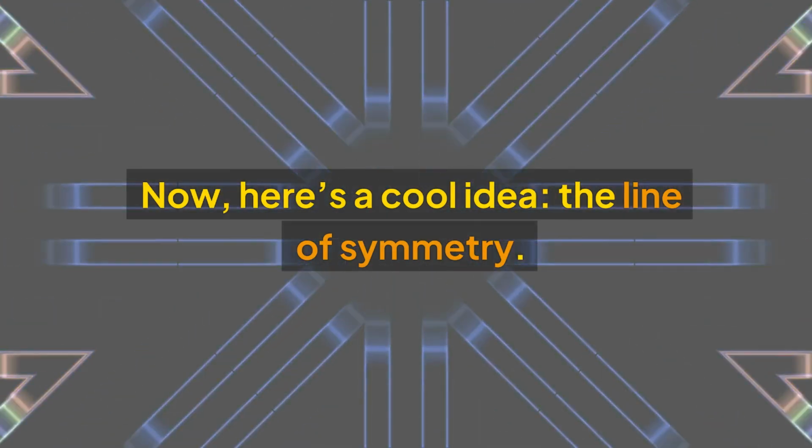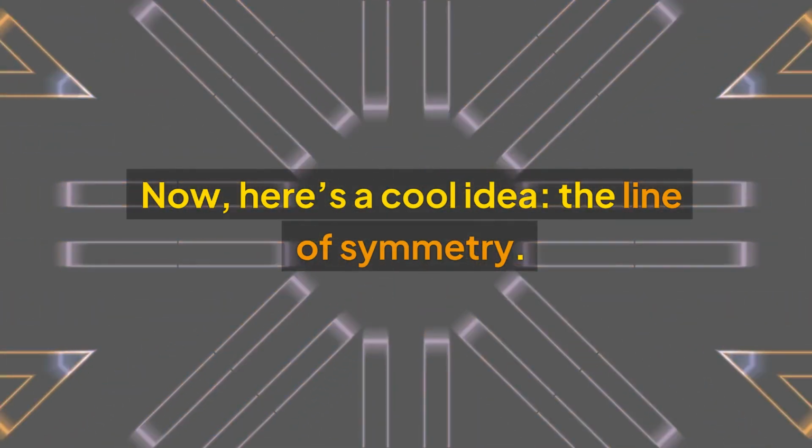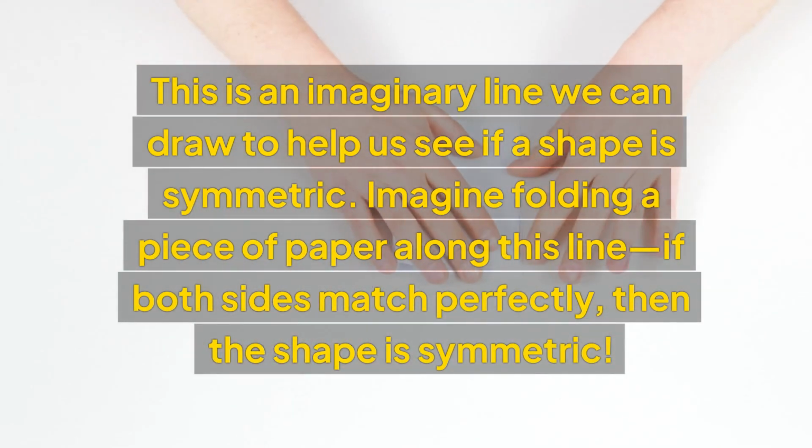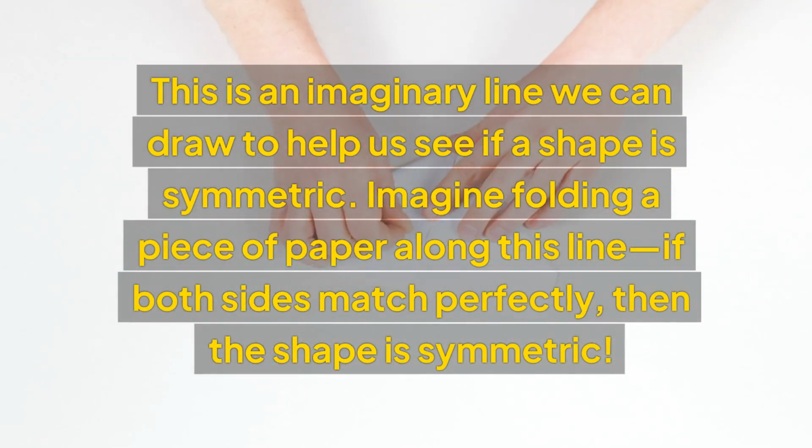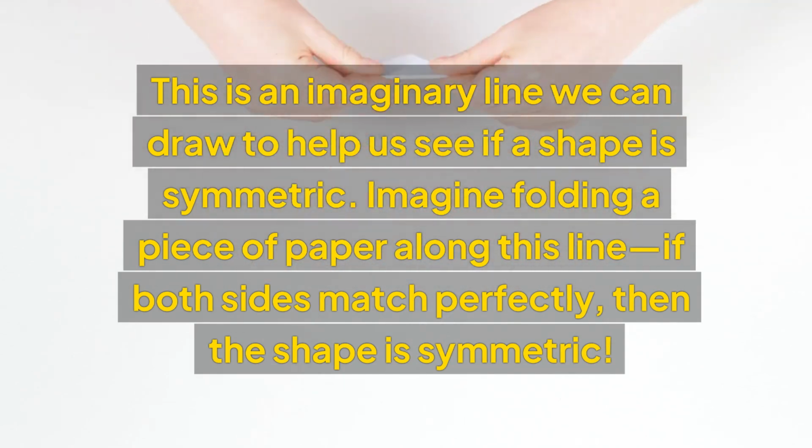Now, here's a cool idea: the line of symmetry. This is an imaginary line we can draw to help us see if a shape is symmetric. Imagine folding a piece of paper along this line. If both sides match perfectly, then the shape is symmetric.